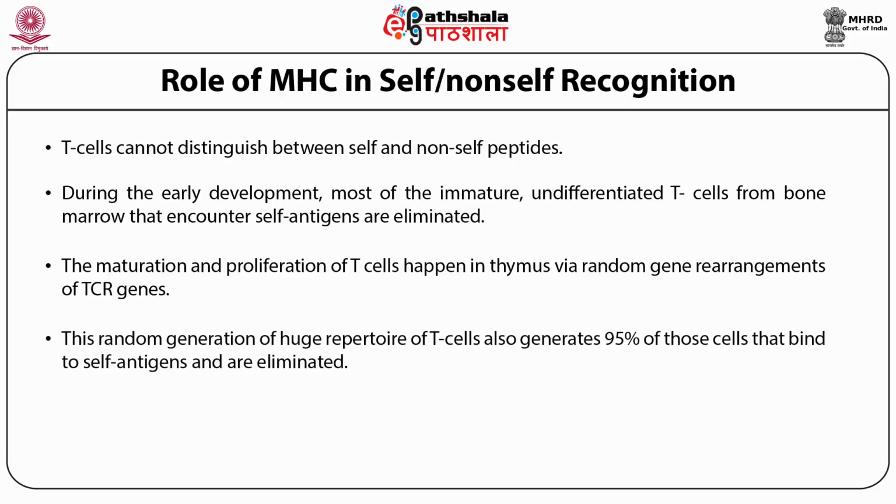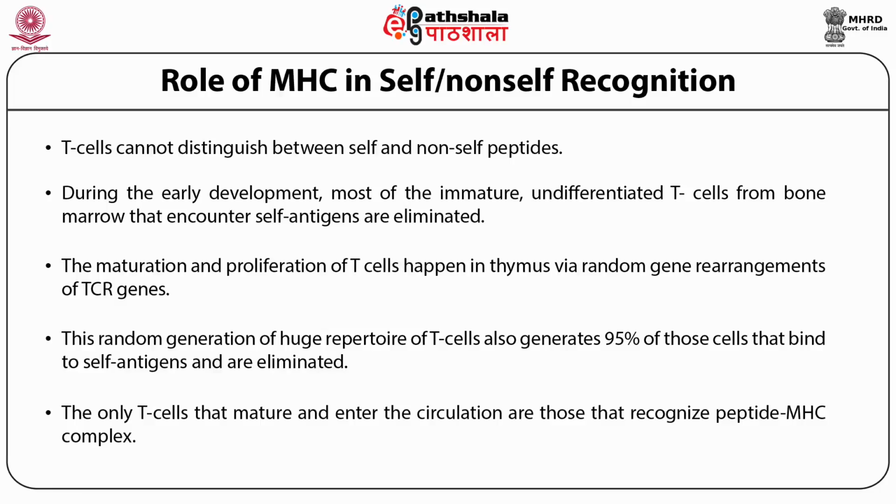This random generation of a huge repertoire of T cells also generates 95% of cells that bind to self-antigens and are eliminated. The only T cells that mature and enter the circulation are those that recognize the peptide-MHC complex. Thus, through thymic selection, MHC genes influence the development of the T cell repertoire.